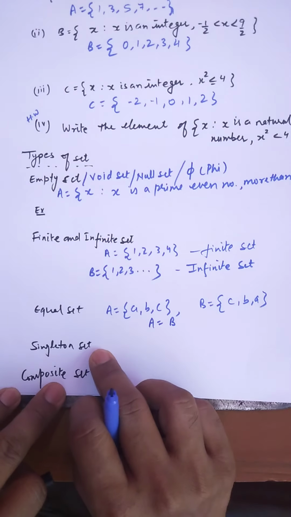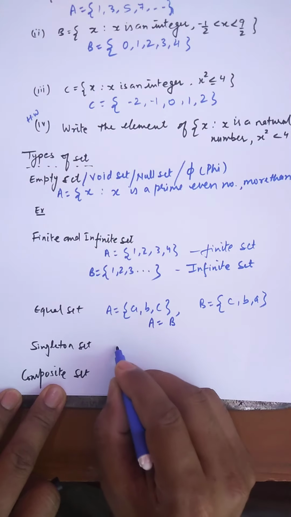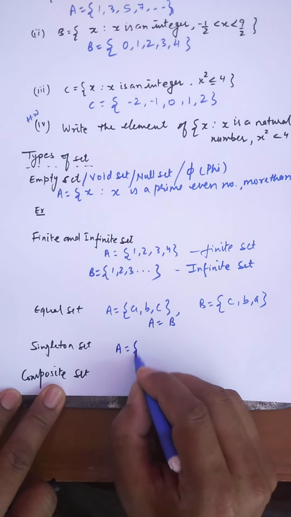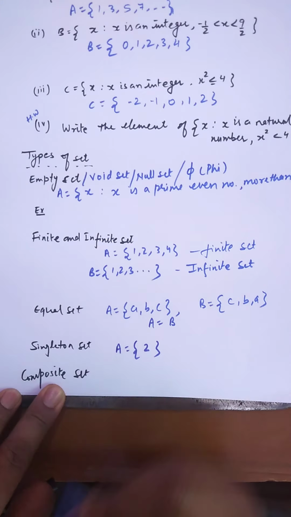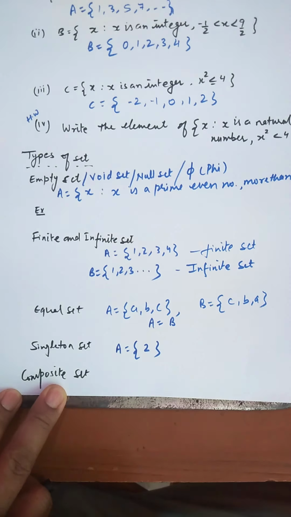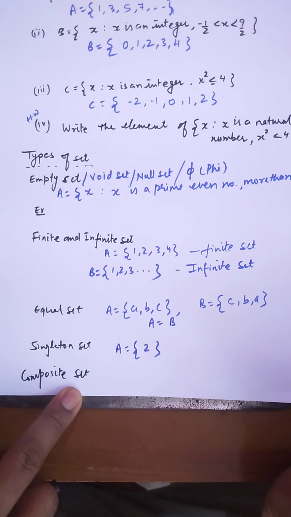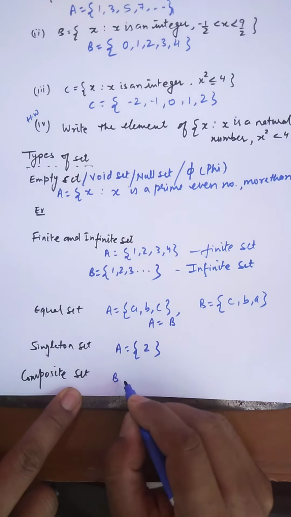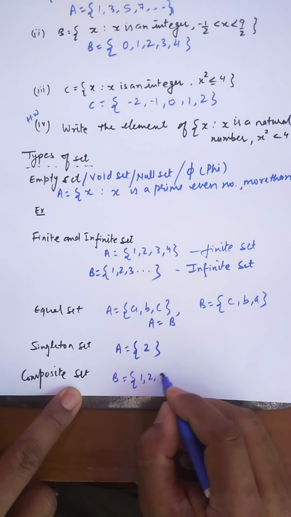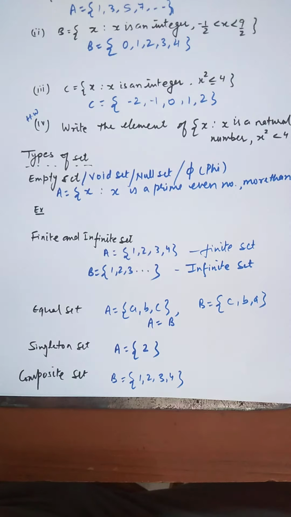Now come to singleton set. Singleton set means any set in which we have only one element. For example, A, if I write this is 2, we can say this set A has only one element, so it is a singleton set. Composite set means any set which has more than one element. For example, this B, if I say this is 1, 2, 3, 4, so this is your composite set.